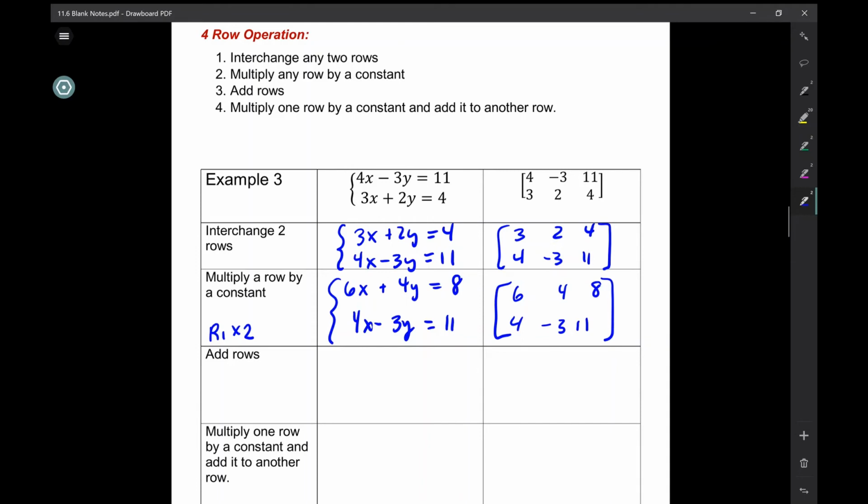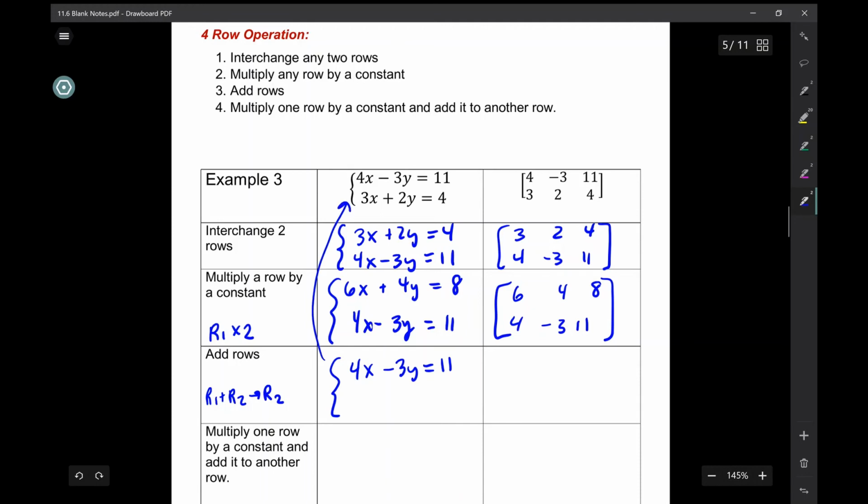All right, adding 2 rows together. We do this all the time. We add rows together and replace the row with it. So for a linear system of equations, maybe we add row 1 to row 2 and replace row 2 with it, right? Row 1 plus row 2 replaces row 2. So that would be 4x minus 3y equals 11. I'm going back to the original one. Let's go from the original. Add them together. That would be 7x plus minus y equals 15. So that's just adding these 2 equations together to form a third equation. Still legit in our systems of equations, legit with matrices.